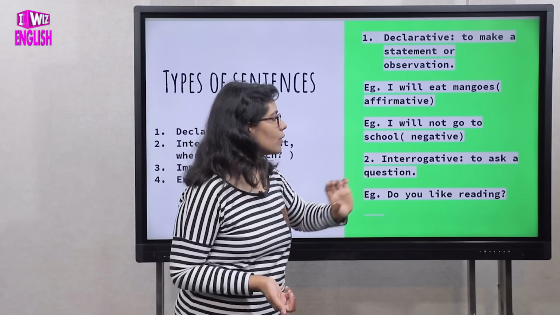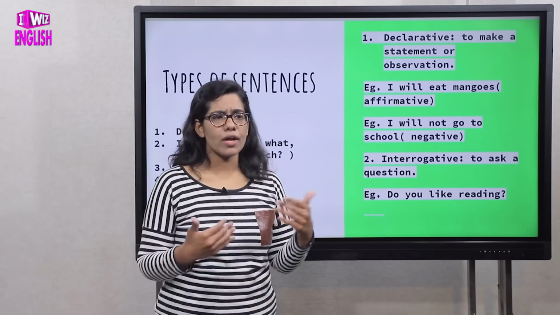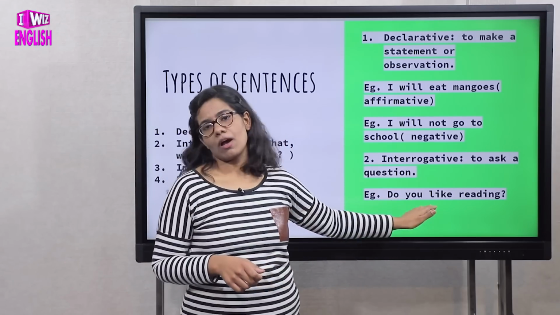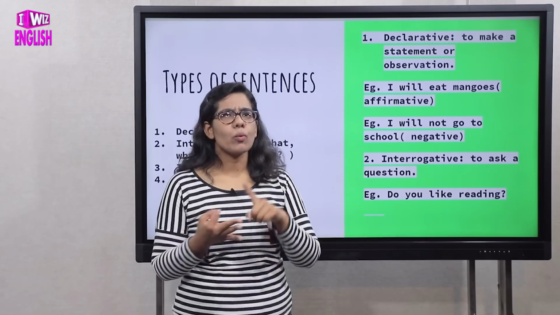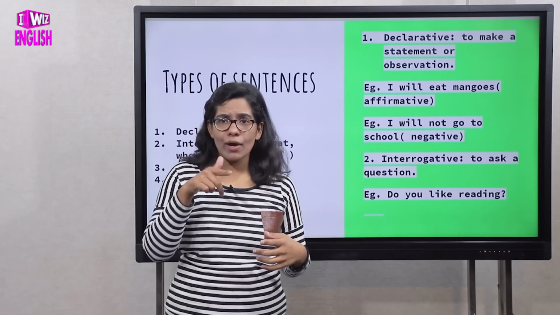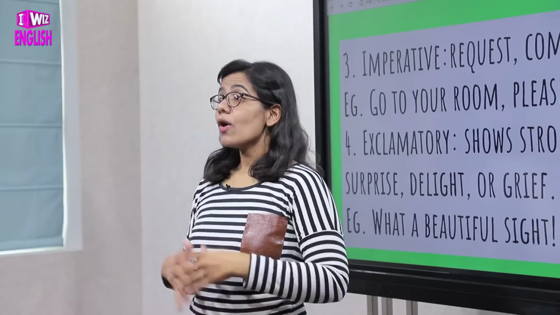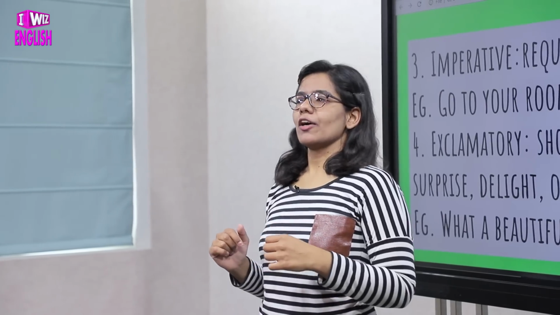Next we have interrogative. Interrogation is always asking questions. What are you reading? Question mark. They will always end with a question mark. What is your name? Question mark, right? What, when, where, how, all these words starting with WH come under interrogative sentences. What a beautiful sight. That will end with an exclamation mark.